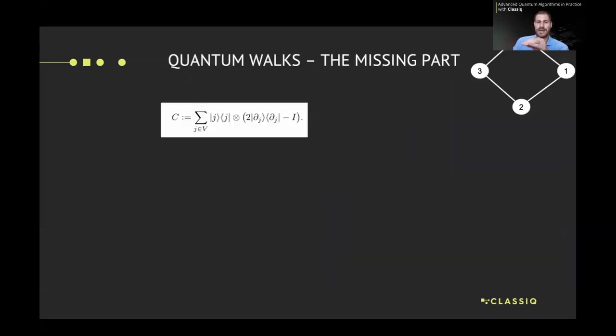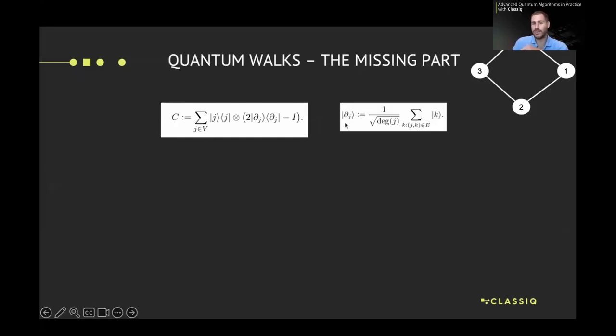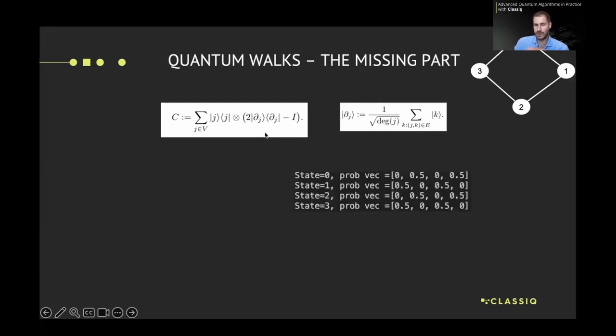Now let's dive into the missing part. We have this C operator, and we have the quantum state that is defined here. It's part of the C operator. And we said earlier that we want to have just a unitary that prepares this state for us. Now, let's try to understand it a bit more.